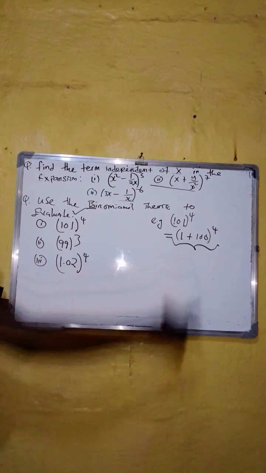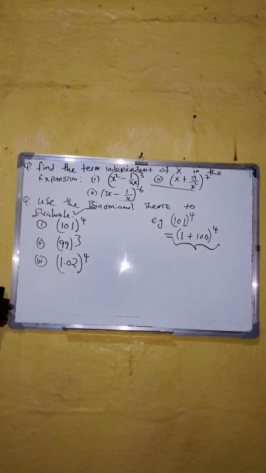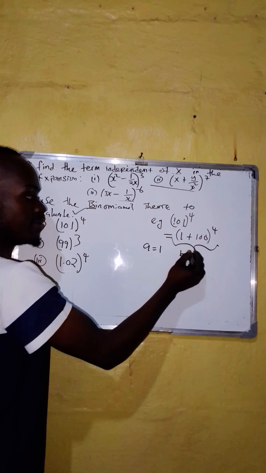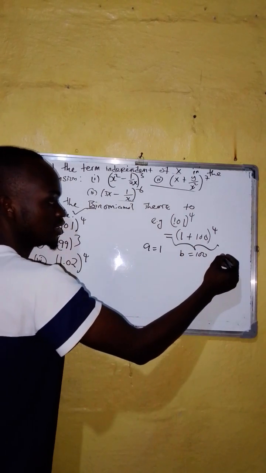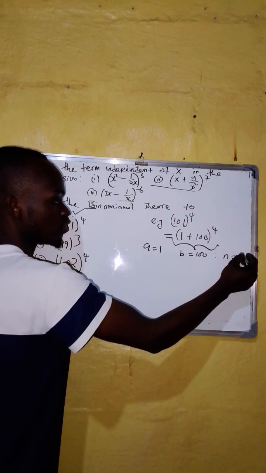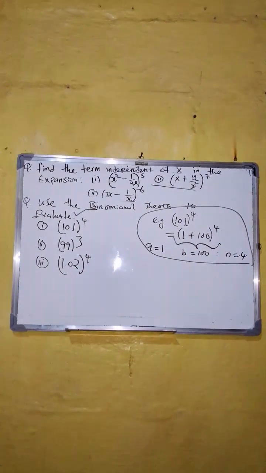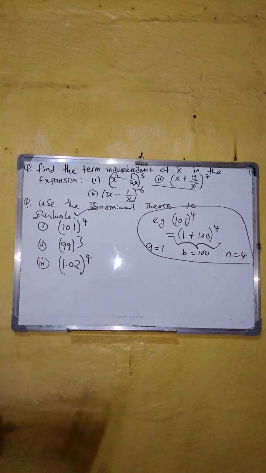To expand this, you can either use Pascal's triangle or the binomial theorem. If you are expanding this, your first term is 1, your second term is 100, and your power is 4. Then expand from there, simplify and evaluate. That's what this question simply means.